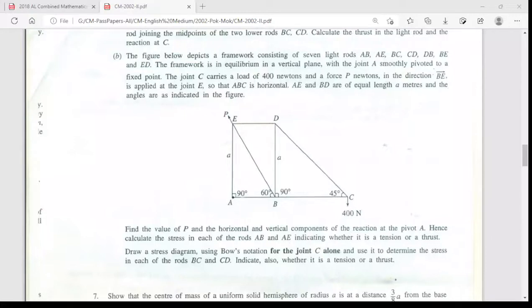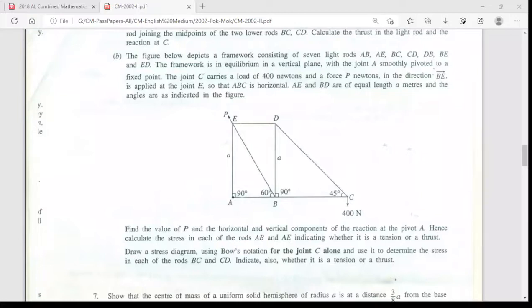Pivoted means freely pivoted, a free hinge at A, right? But how is force P applied at E? It is along BE, and due to that force, ABC maintains a horizontal position. ABC horizontal, right? How does force P act so that ABC is horizontal?